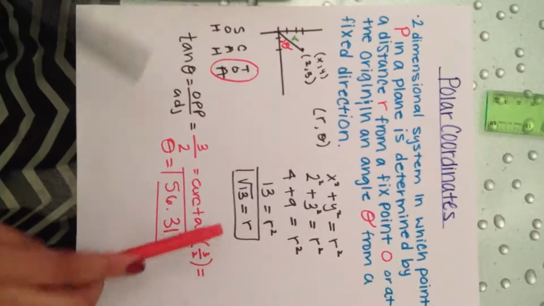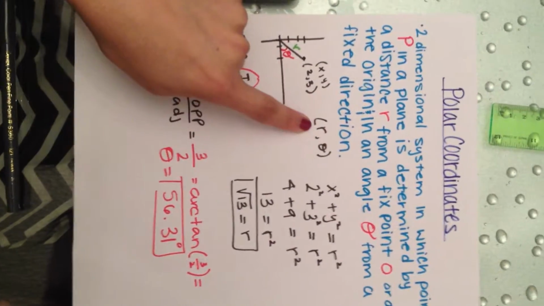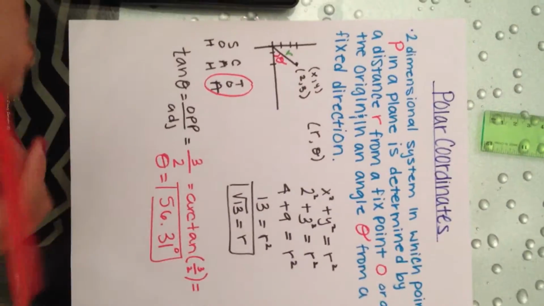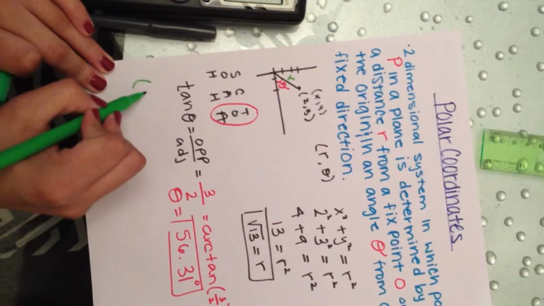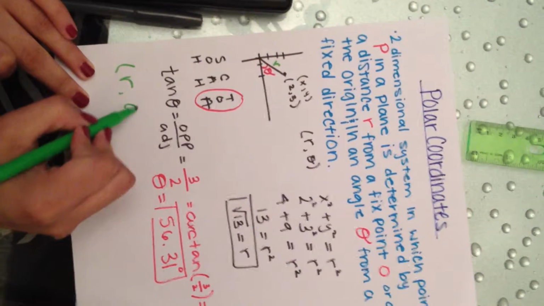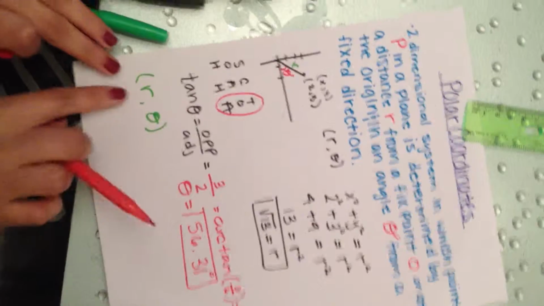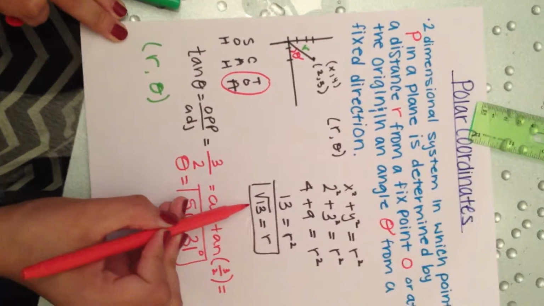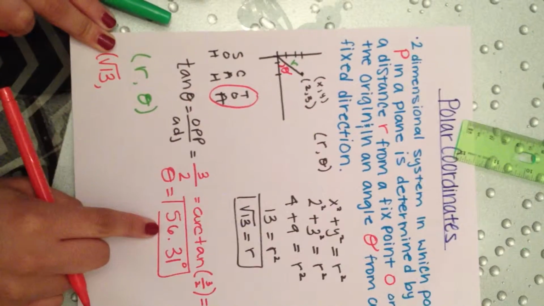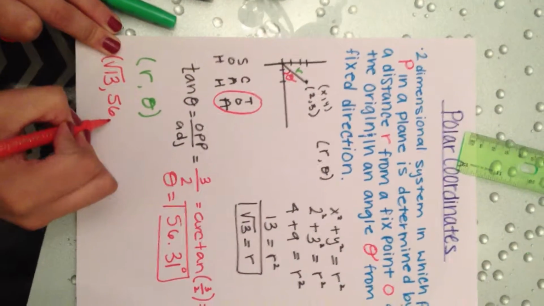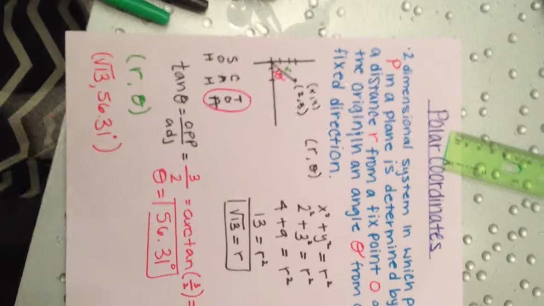So having our r and our theta, we can put them in as a polar coordinate. We know that a polar coordinate is r and theta, 2 points. R came out to be the square root of 13, and our theta is 56.31 degrees. And there you have your answer, guys.